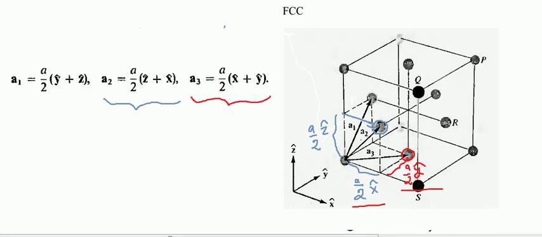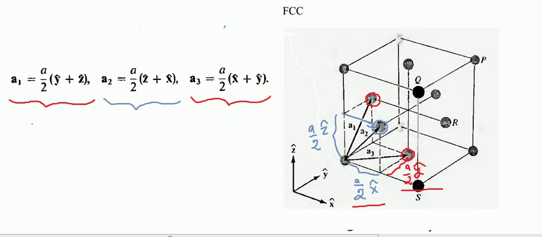Now we are left with a1. a1 is also on the face, and by using the same argument you can prove that a1 is a by 2 y cap plus z cap. So it has a component a by 2 in the y cap direction and another component a by 2 in the z cap direction. So we see how we can write the lattice vectors in the form of components for various cubic lattices.